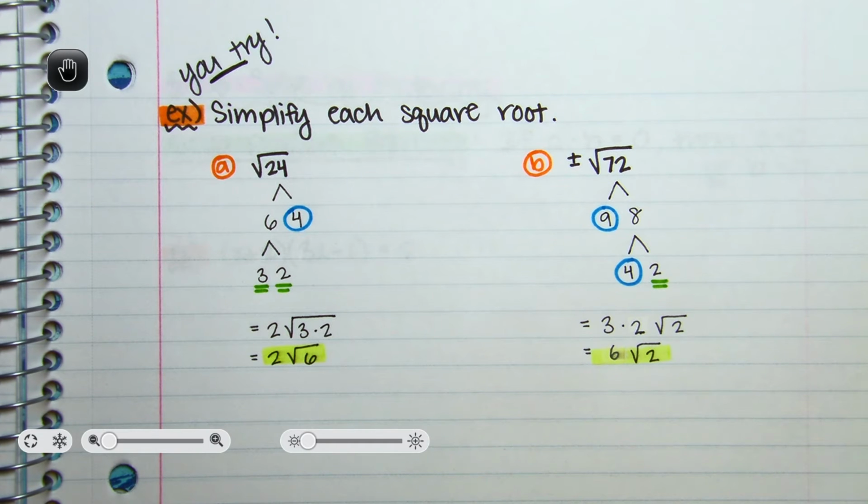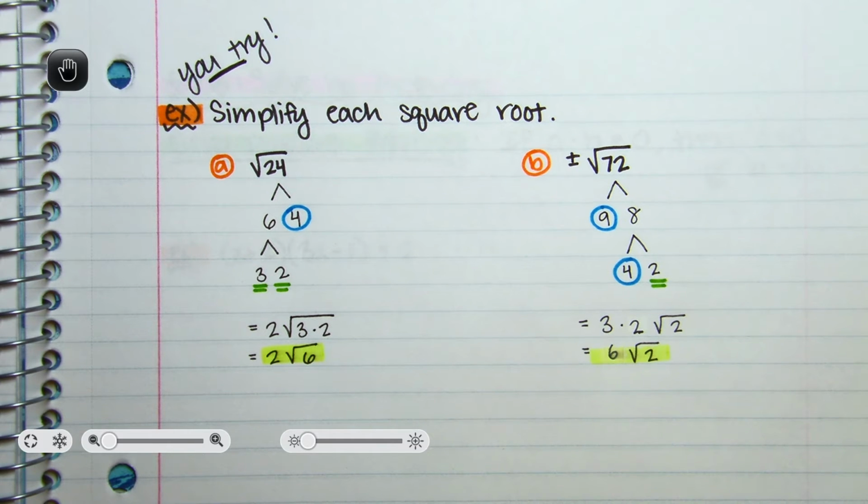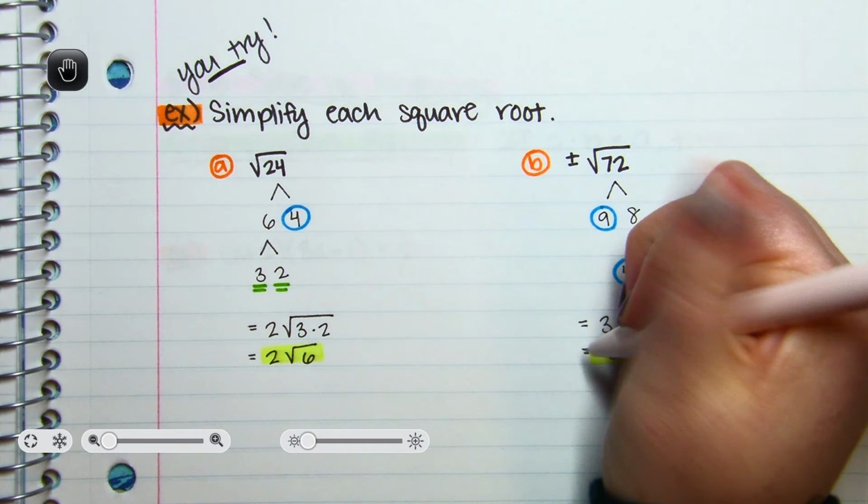So I really want to stress to you that there is more than one way to simplify each of these radicals. This just happens to be the way that I did it. Also, did anybody notice what I missed on the answer for part B? You said the plus or minus. You were correct. I forgot to write it.